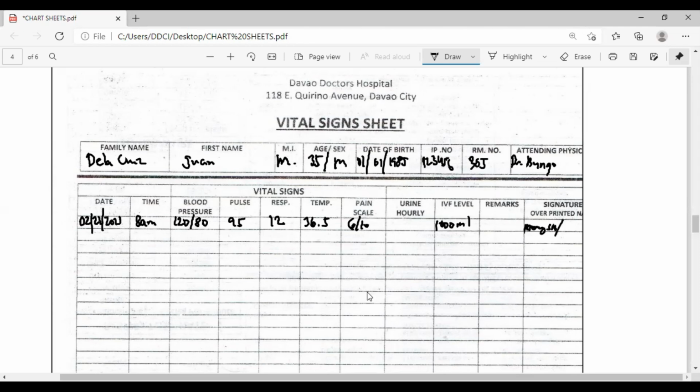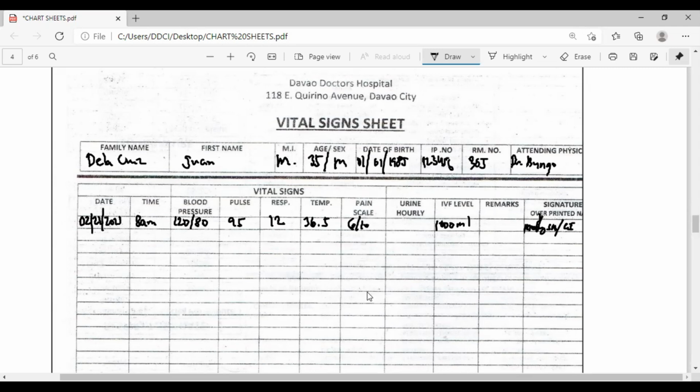Make sure there's a space for the CI to countersign. So you sign there, and the CI will countersign. Usually you check your vital signs every 4 hours, depending on the doctor's order. It can be as frequent as Q15 minutes, Q30 minutes, Q hourly, and Q4, and you have your Q shift. Usually the standard is around Q4 hours.